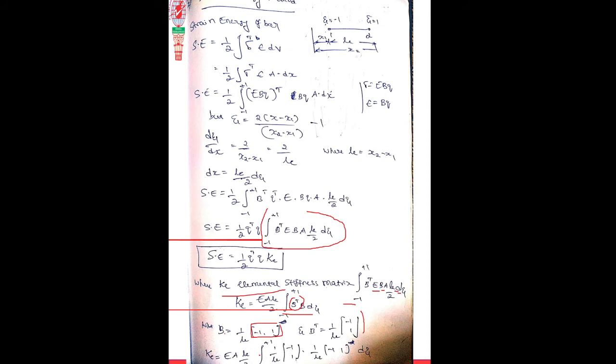Now finally, last step. What I am going to do, I can take 1 by Le common. That is 1 by Le, now common, 1 by Le becomes 1 by Le square. Therefore, one Le gets cancelled, because it is there, no? What is remaining? 1 by Le. So now these two matrices you multiply. Then what is the matrix you will get? E A by 2 Le [1 -1; -1 1], and inside the integral only dζ will be there.